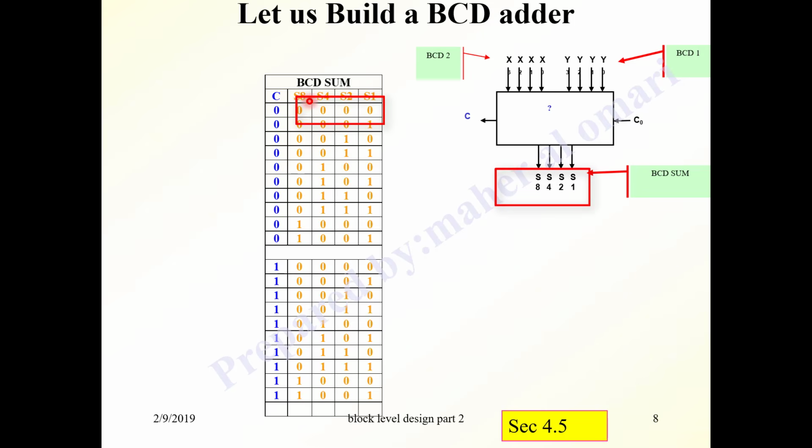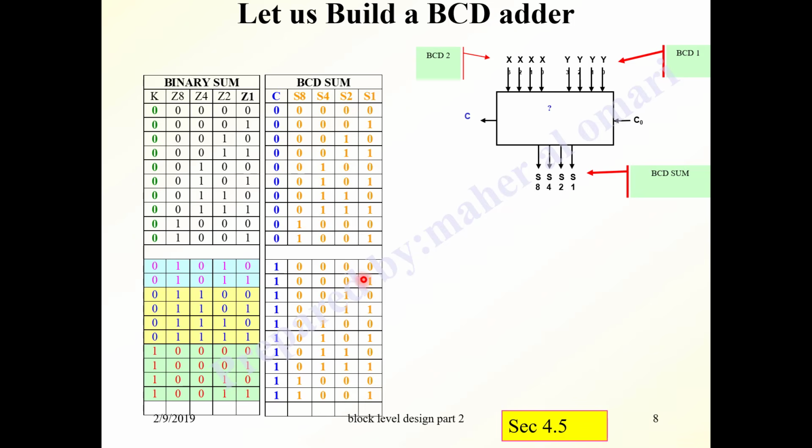These here are the output here, and this will appear on the C. This is 0, 0. This is 10. This is 16. This is 17. This is 18, and this is 19.